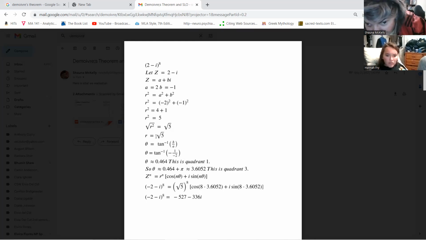Theta is the inverse tangent, or the arctan. If you're more used to arctan, you can write arctan here, but this is tangent inverse. It's the same thing. Tangent inverse of b over a. In this case, b is -1 and a is 2. So we have the tangent inverse of -1/2.